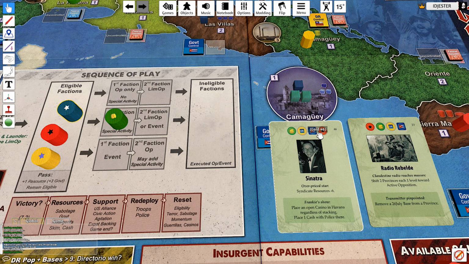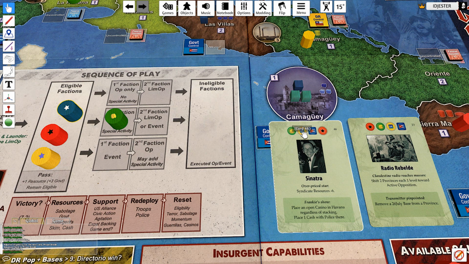So what would the red player do? Well, red's definitely going to pass, because he's going to be first next card. It's kind of simple. It's kind of silly for him to take a limited operation when he gets to go first and take this really good event on the next card. So he'll probably pass.